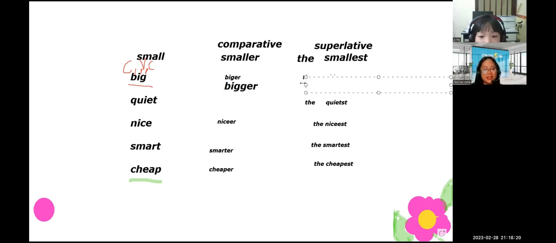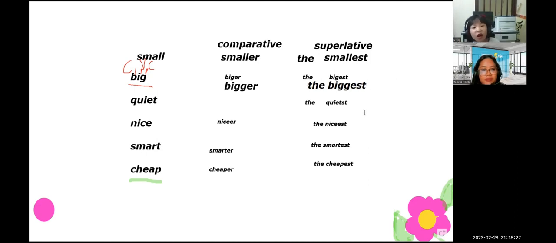Same with the biggest: B-I-G-G-E-S-T, the biggest, okay? I'm wrong. Oh, no. Okay, let's go to quiet. You only add ER in this, okay? And then the quietest. Actually that is correct. But you only add ST. Add EST. Okay? EST.